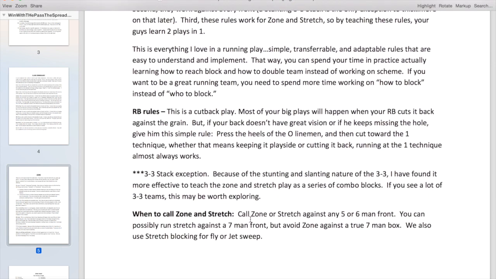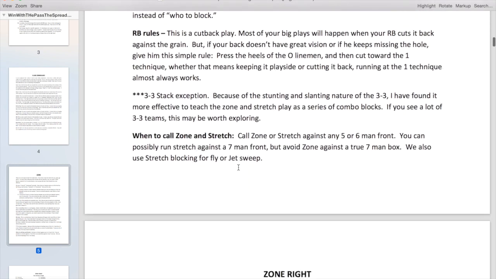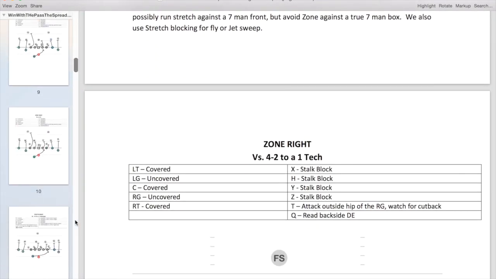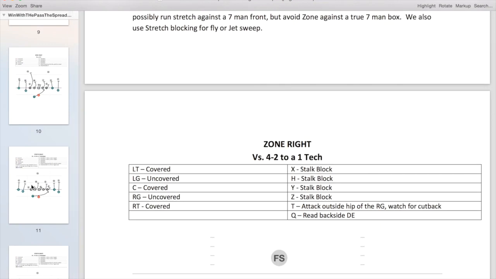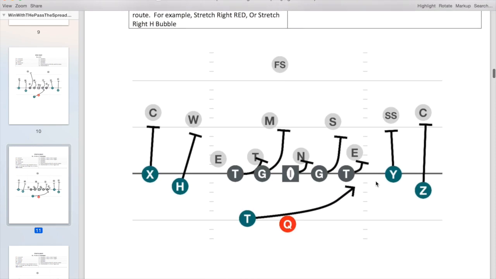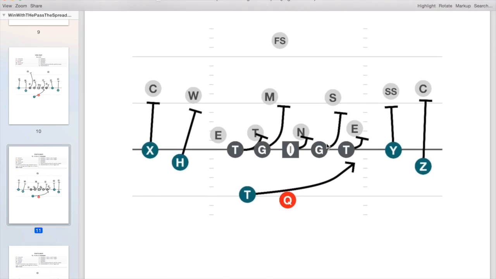So zone and stretch, you can run it against any 5 or 6 man front and the rules don't change. That's really important because the less we have to teach our guys, the better. The more we can focus on how to block instead of who to block, the better blockers we're going to be. Okay, so let's go down here to page 11. If you're following along in the playbook, page 11, let's talk about rules and responsibilities.